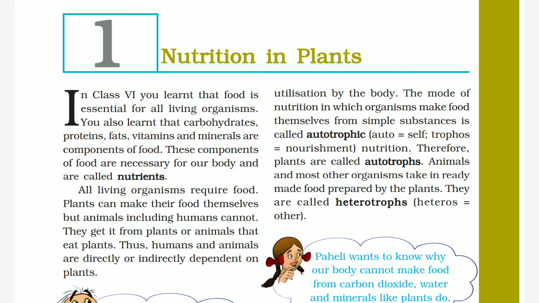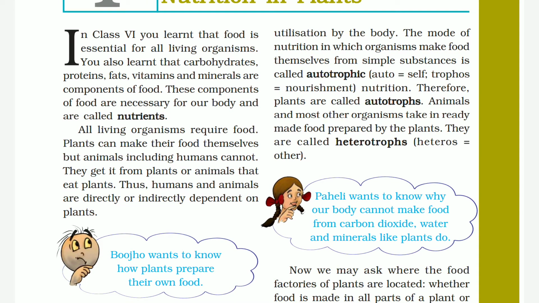This video is for class 7, chapter first, nutrition in plants. So far in class 6 you have studied that food is essential for all living organisms, and it has different components such as carbohydrates, proteins, fats, vitamins and minerals, and they are very essential for the human body. Now all the organisms require food, right?